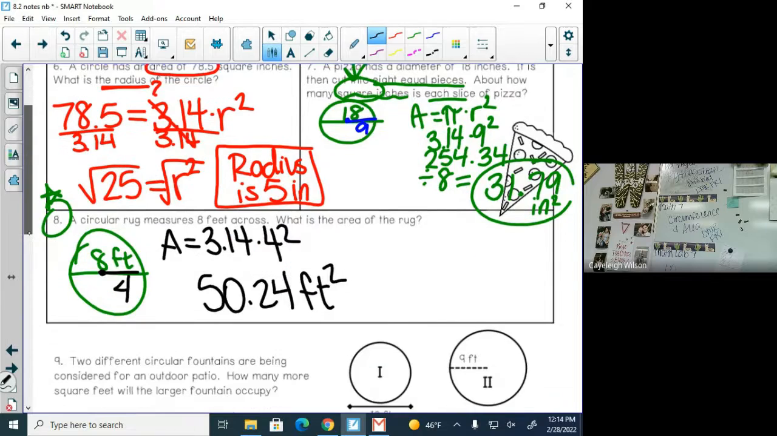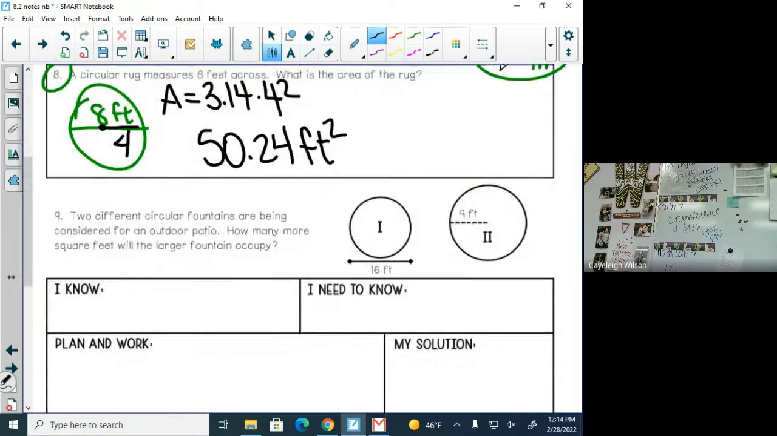All right. Last one we're doing together. It's an application. A reminder: I don't care if you fill in all these boxes. You can just put your work wherever you want. As long as you show your work, I'm happy.